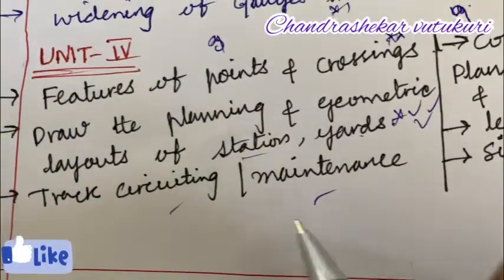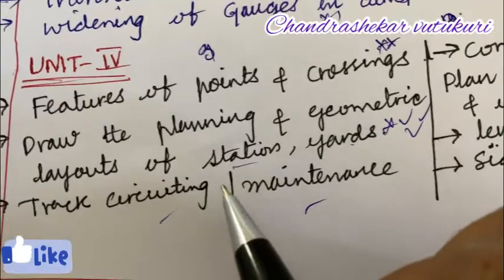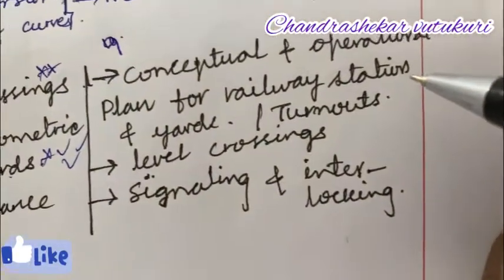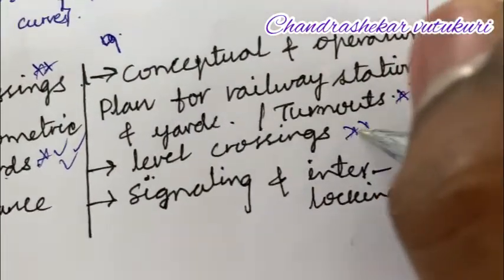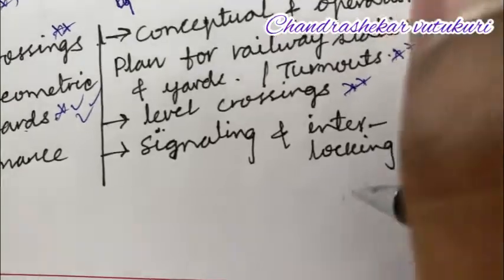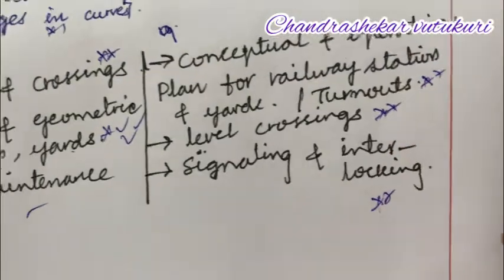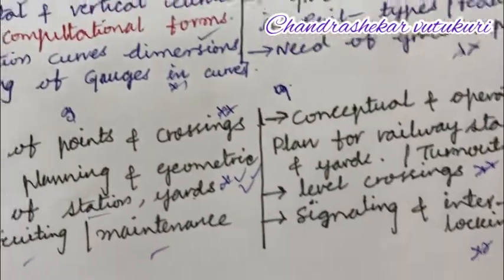Track circuits and maintenance of the tracks and the station yards are said to be the short question here. Conceptual and operational plan for railway stations and yards and turnouts may be the short question. Level crossing may be the short question, and signaling and interlocking may be one of the long or short questions. These are said to be very important questions for the course.